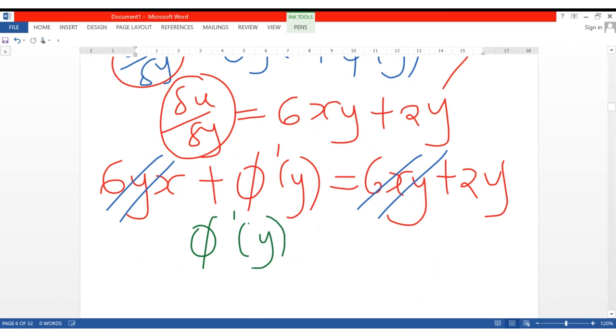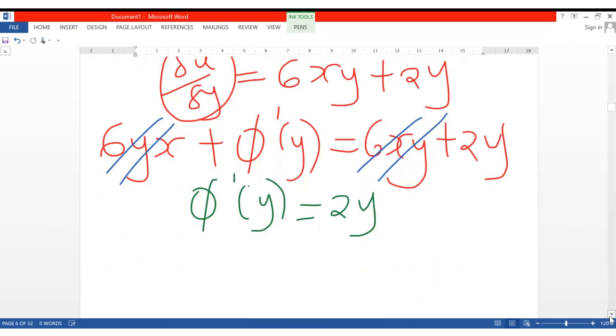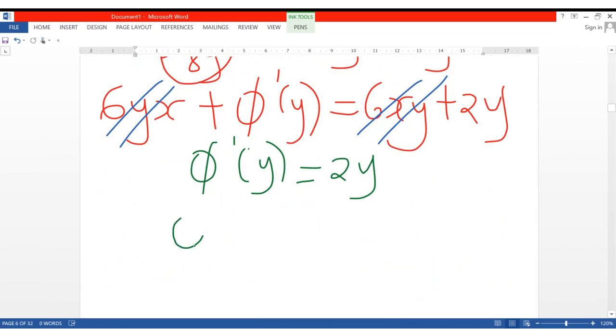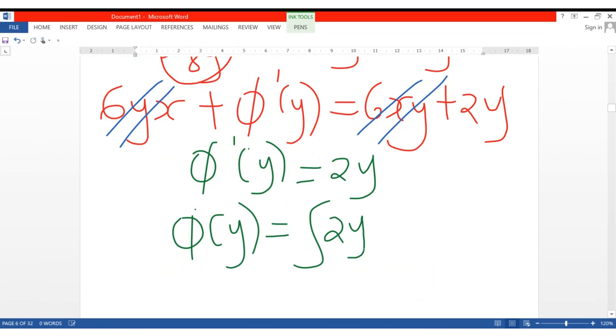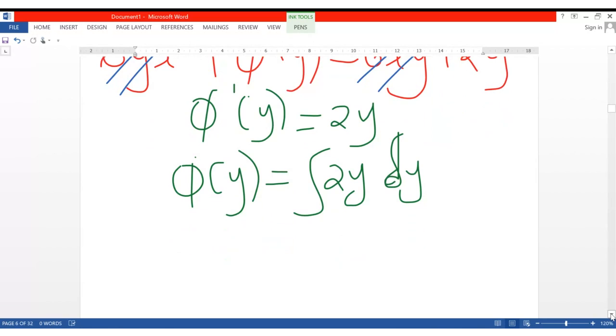Now, if I want phi, remember I want phi. I was doing this to get the value of the constant of integration. If I need phi y, we said we need to integrate this one in terms of what? In terms of y, because phi y is in terms of y. We integrate this one, the power rule will work. 2y, 1 plus 1 all over 1 plus 1. Then we'll end up with y squared.